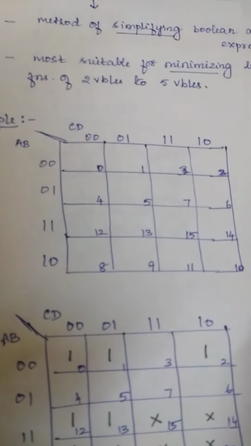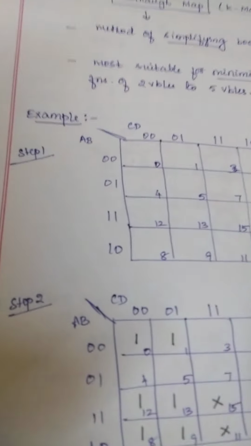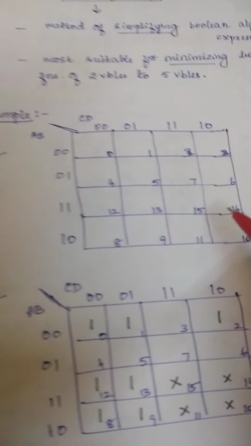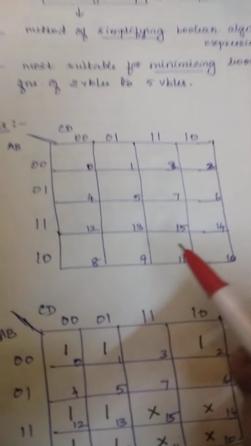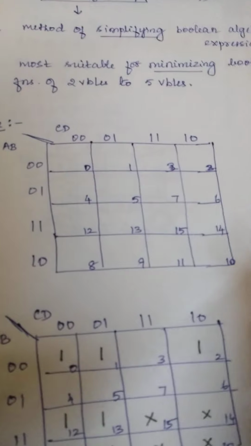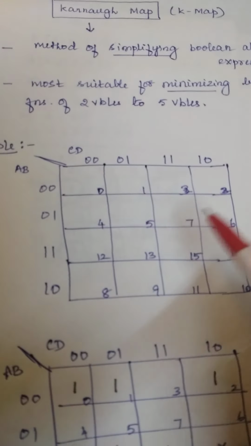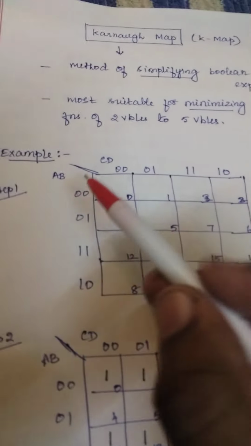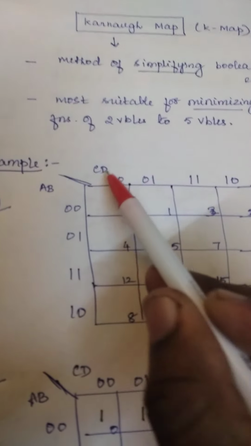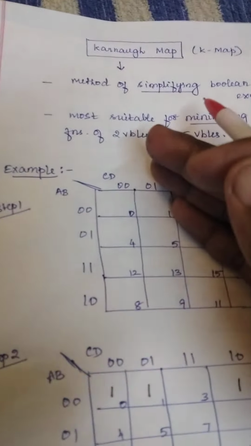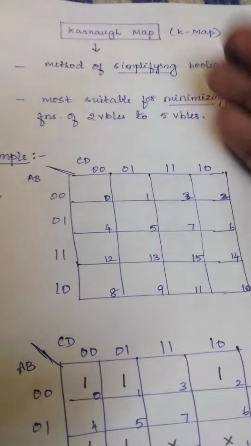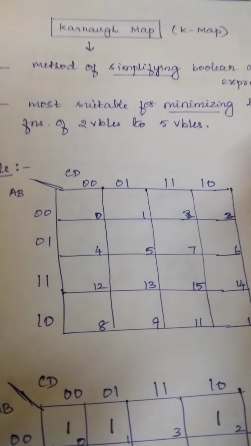For your better understanding, I have redrawn here. So, what will be the first step? First, we need to draw this tabular column. I will tell how we can write this. Okay, so if 4 variables come, AB and CD, you have to put AB here and CD here, or else AB there, CD here, anything of your choice.